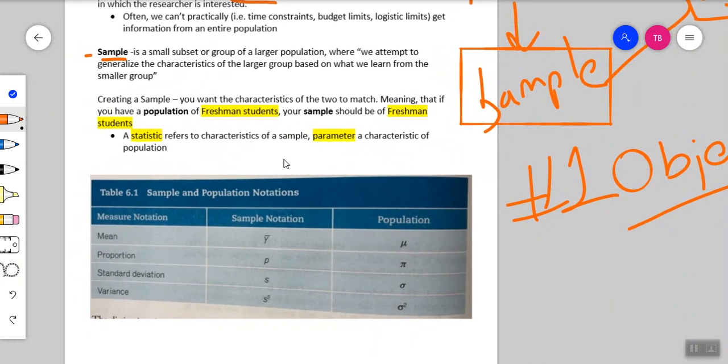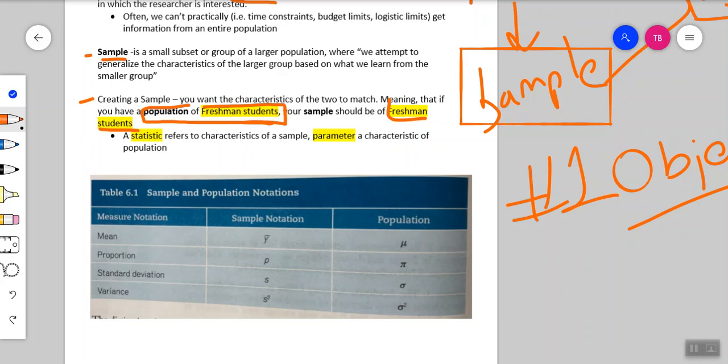Okay, so back to this. Creating a sample. I have these parts highlighted. In our instance here, if we're doing a survey of students, asking what freshman students thought about their time at college, we're looking at the population of all freshman students at a particular college. So our sample should be of freshman students. If we were interested in what freshman students thought about their experience in college, it wouldn't make sense to ask a group of seniors what they thought, because these characteristics don't match.